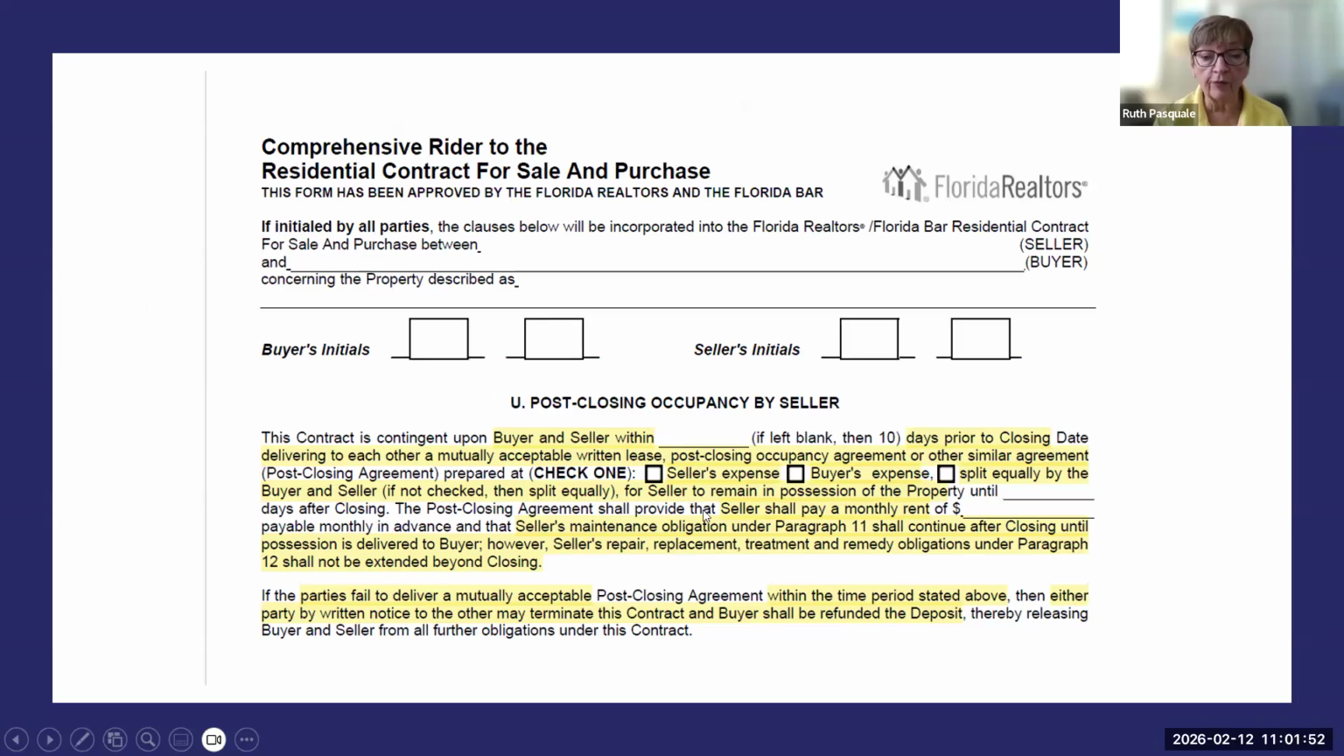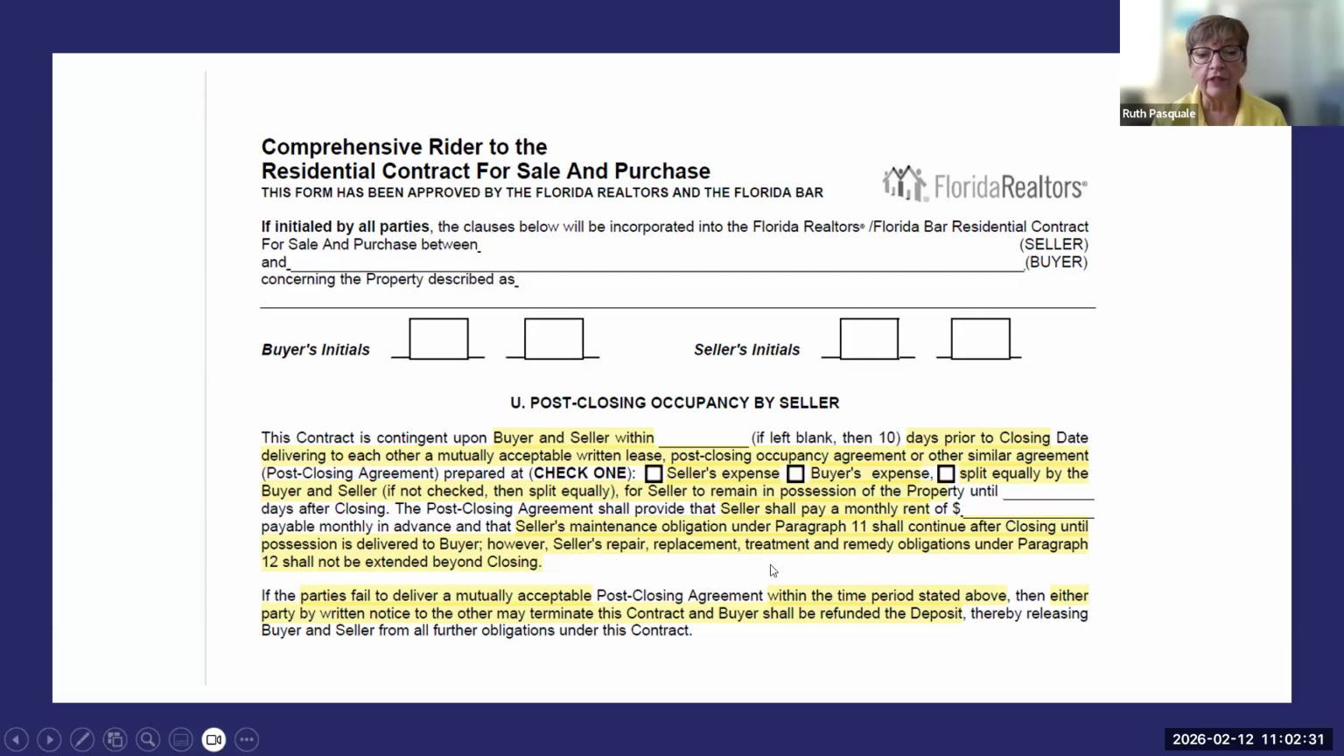The post-closing agreement will provide the seller shall pay a monthly rent of X. But up here, the seller will remain in possession of the property until, so here's your date. This is the date that they have to vacate. The seller's maintenance obligation under paragraph 11 shall continue after closing. So now the seller is obligated to continue property maintenance, as prescribed in paragraph 11, until possession of the house is delivered to the buyer.